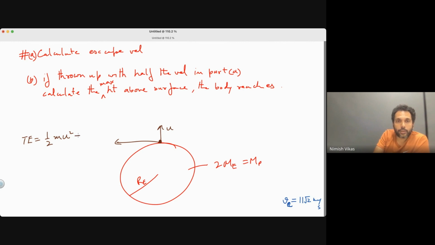The potential energy over there is G times the mass of the planet, which is twice the mass of Earth, times the mass of the body, m, divided by the radius of the planet, which is fortunately the radius of Earth. The total energy ultimately, on reaching infinity, is equal to 0. So you equate it to 0, and when you do that, you get u squared equal to 4GM_E by R_E.